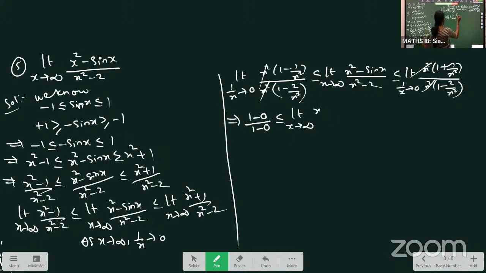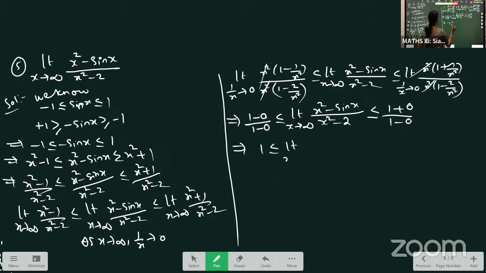X tends to infinity, (x square minus sin x) by (x square minus 2) less than or equal to (1 plus 0) by (1 minus 0). This is 1 less than or equal to limit x tends to infinity of (x square minus sin x) by (x square minus 2) less than or equal to 1. Between 1 and 1, what numerical value will be there? Nothing. But here between 1 and 1, what is there? The limit of x tends to infinity, (x square minus sin x) by (x square minus 2). Means between these values, we have this value.